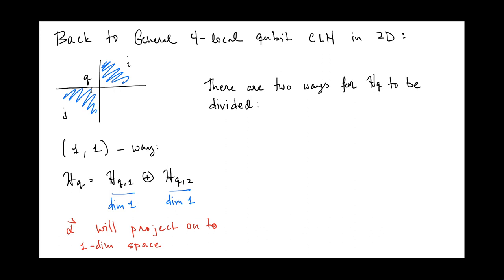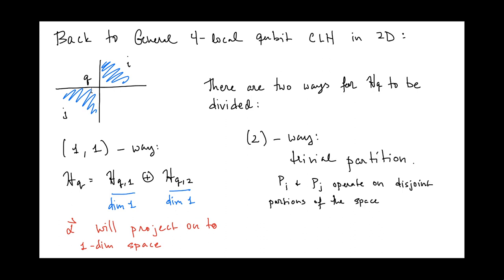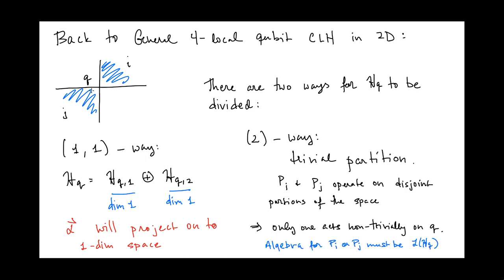Okay, so like we've talked about, qubits are fairly simple. There's only two ways to slice them up. I could slice it up in a 1-1 way, in which case the Hilbert space of that little qubit is just a sum of two different one-dimensional subspaces. Or I could split it up in a 2-way, but in that case, only one of these terms acts non-trivially. Because remember, within that subspace, they have to have a tensor product structure. The only way to have a tensor product structure within a two-dimensional space is if one is the identity, okay?